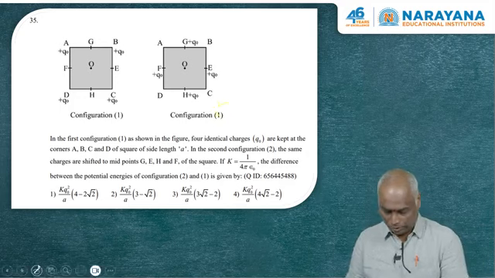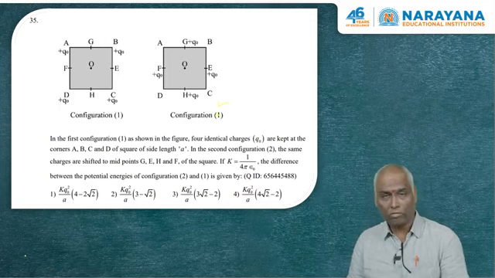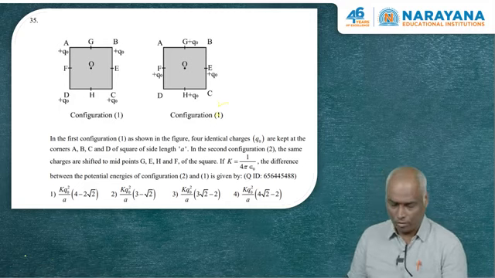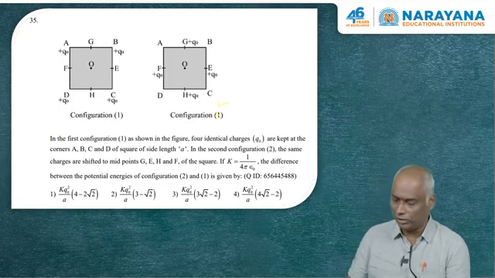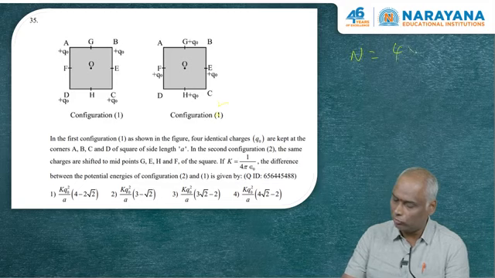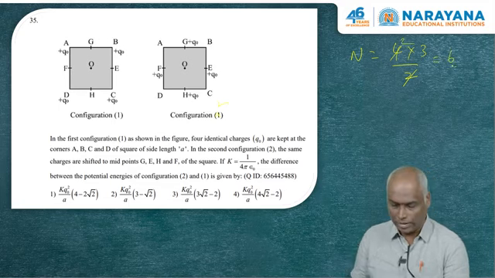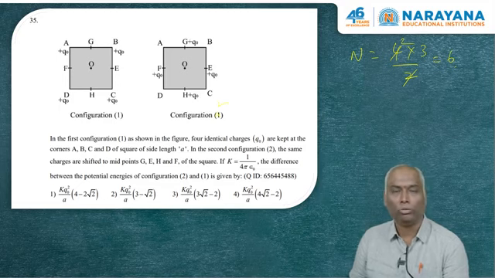So now let us solve this one. This is about the interaction potential energy between the point charges. When we consider the first configuration, altogether there are 4 point charges. When there are 4 point charges, the total number of interactions is 4 into 3 whole divided by 2. So there are going to be 6 interactions. We have to understand that there are 4 interactions between the point charges with a separation of a, and there are 2 interactions with a separation of root 2 a.